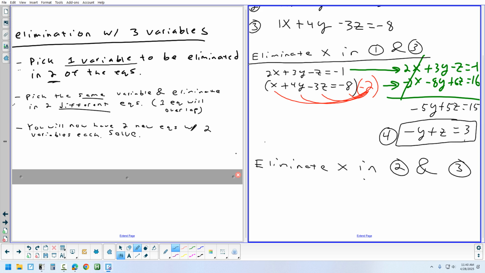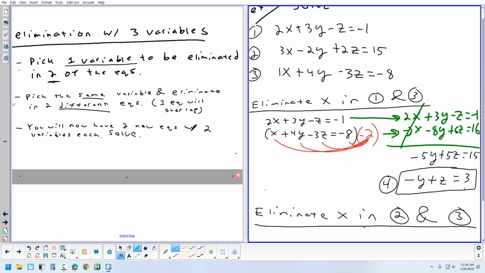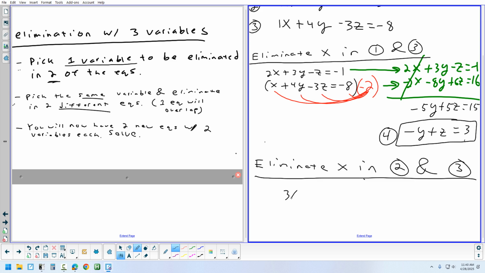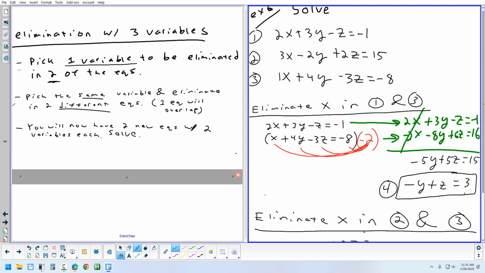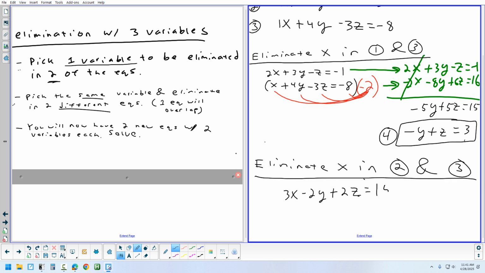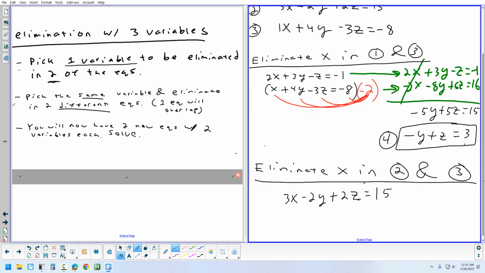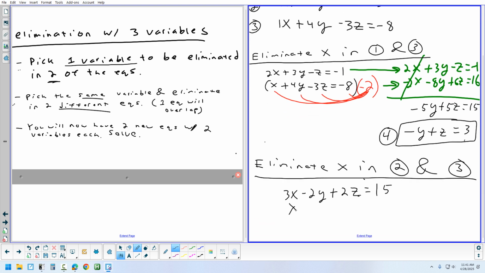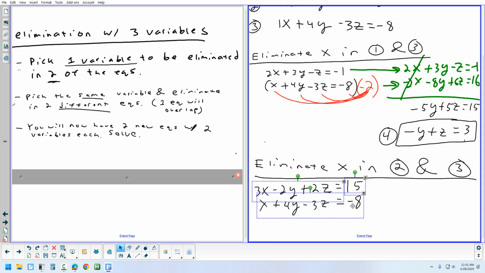All right, so that was our first step. This is our second step. First thing is I'm just going to copy them in. So 2 and 3. 3x minus 2y plus 2z. And as you copy it, double check it, because if you just copy one number wrong, well, the whole thing's wrong. All right, 3x minus 2y plus 2z. And x plus 4y minus 3z equals negative 8. And what letter are we eliminating? X, that's why we wrote it down right up there.